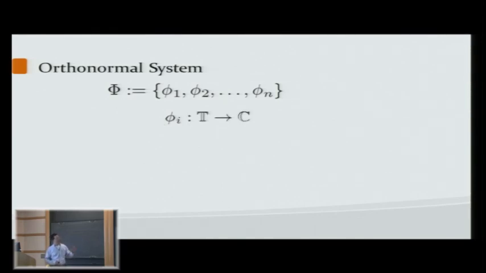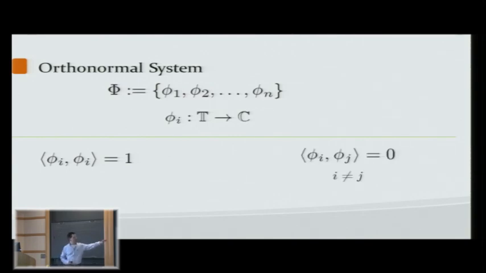And so let's just remind you what an orthonormal system is. This is just a set of n. They can be infinite, but here for most of the talk I'm going to care about finite orthonormal systems. So n complex valued functions on some probability space that I'm just going to write as T. And then if I take the inner product of any two that are the same, I get 1. If I take the inner product of any two that are different, I get 0. So this is very, very basic.